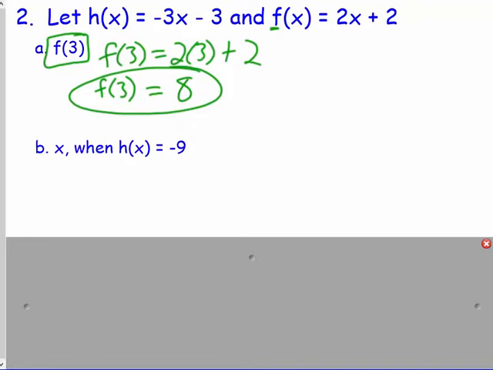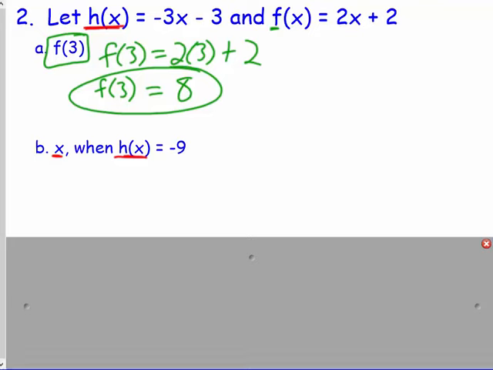Notice this one's a little different. It tells you a couple things. First of all, it says, well, find x. So we're back to that idea of not knowing what x is. And then it also says when h of x equals negative 9. So now we're looking back up in this function. We're looking at the h function. It says h of x equals negative 9. Figure out what x is.